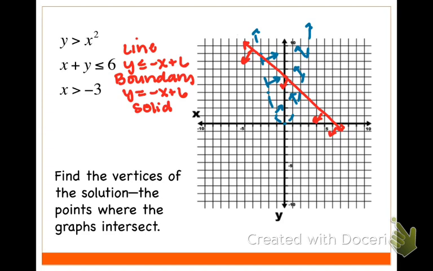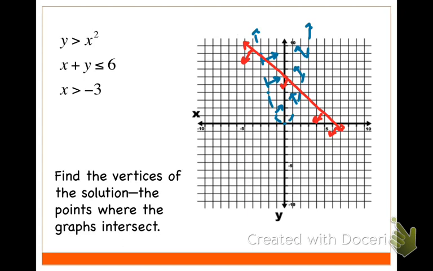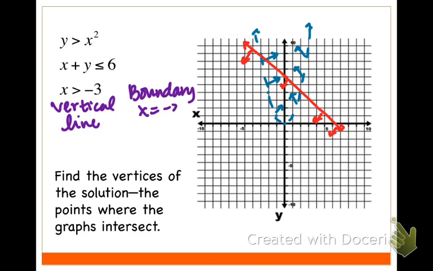And now I can move on to my last one, which is also a line, but this time it is just a vertical line. So when it's just the x variable, it is a vertical line. My boundary line here is x equals negative 3, but this time it is going to be a dashed line. So 1, 2, 3. At negative 3, we're going to bring in a dashed line here. And I need to figure out if I'm going to shade to the right or to the left. And since we want the x's that are larger, that's going to shade to the right.